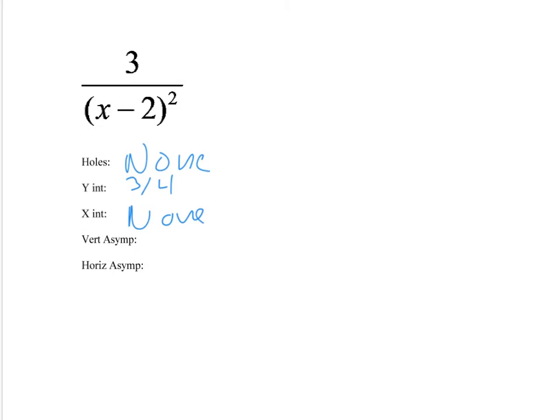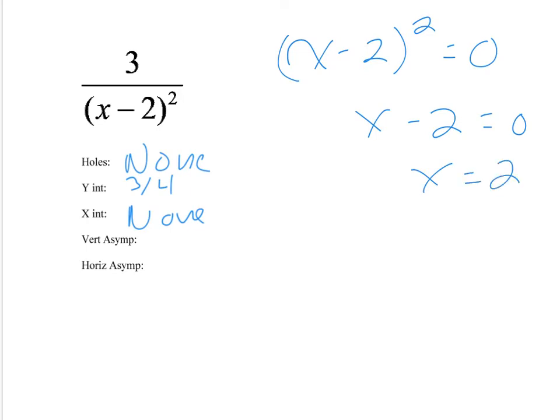Okay, continuing on, we're going to find our vertical asymptote. We let our denominator be 0, so we need to let (x - 2) squared equal 0. Well, of course, that's just when x - 2 is equal to 0, which is when x is equal to 2. So our vertical asymptote is at x = 2.